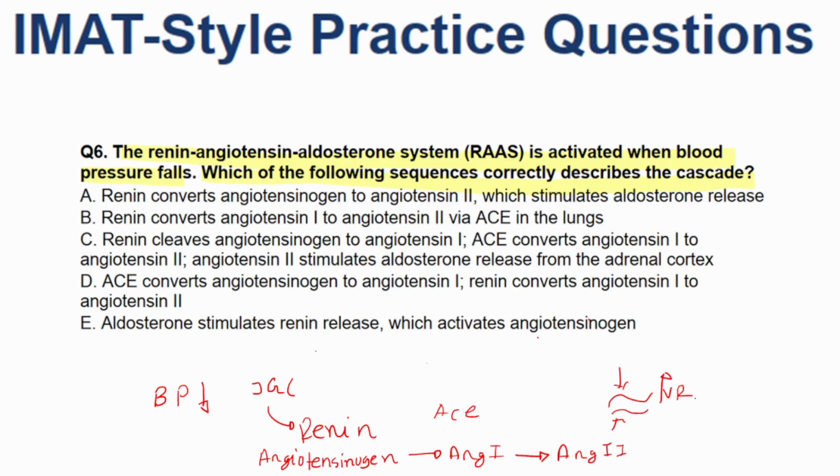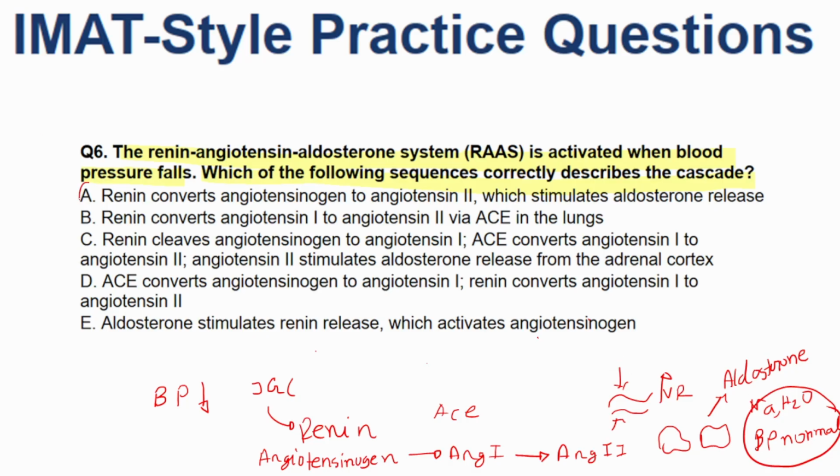At the same time, angiotensin 2 travels through the blood to the outer layer of the adrenal glands, specifically the adrenal cortex, where it binds to receptors and triggers the synthesis and release of aldosterone. Aldosterone then acts on the kidneys to conserve sodium and water, which expands blood volume and restores blood pressure back to normal homeostatic level. Now let's cross-reference this exact physiological sequence against our choices.